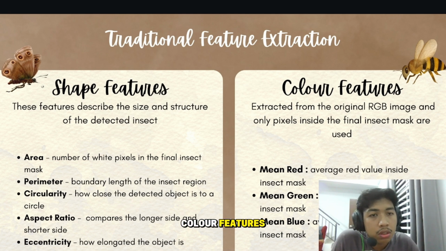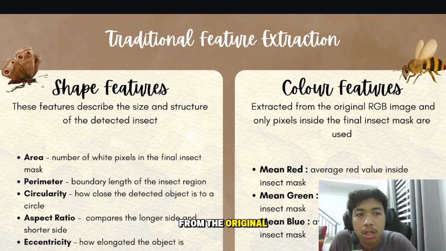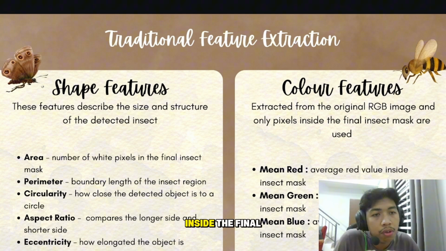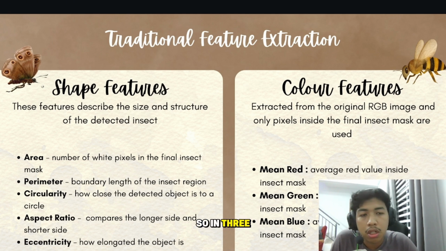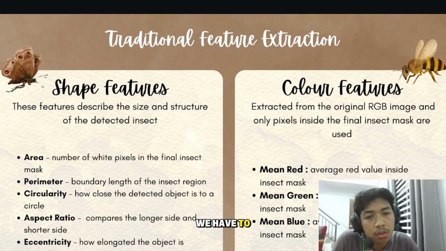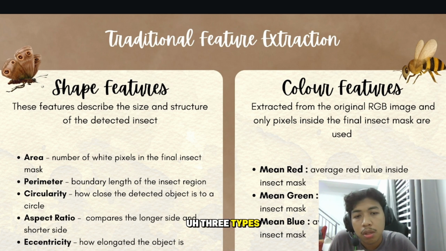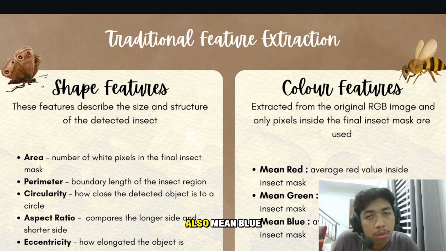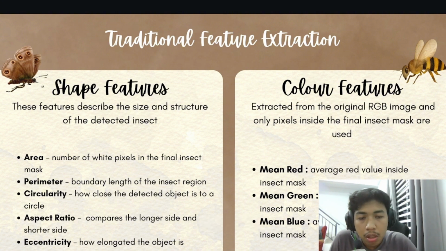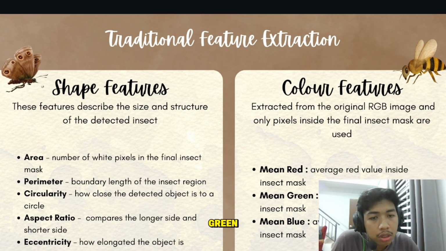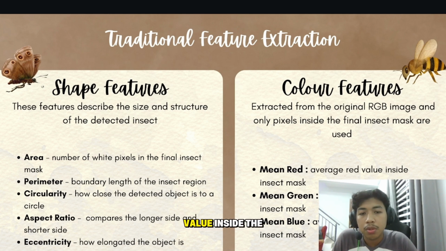And next is color features. Color features are extracted from the original RGB image, and only pixels inside the final insect mask are used. In color features, we consider 3 types, which are mean red, mean green, and mean blue. Mean red is the average red value inside the mask, and then we also have mean green, which is the average green value inside the insect mask.